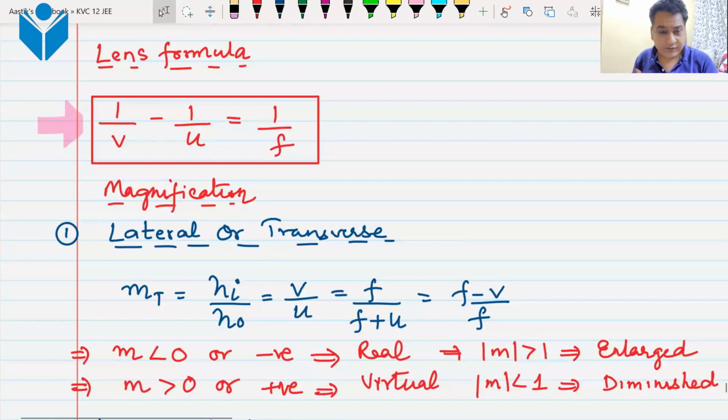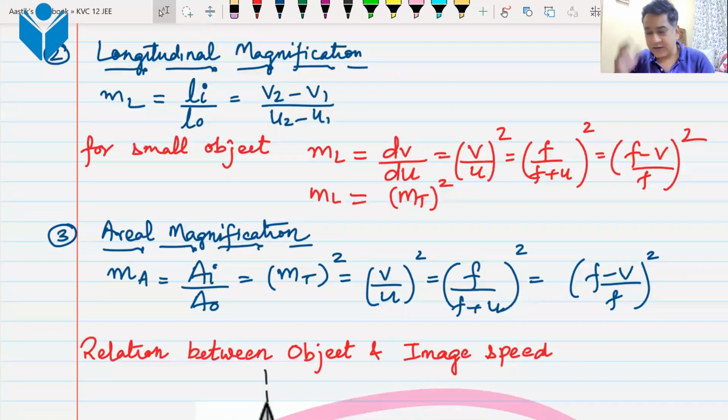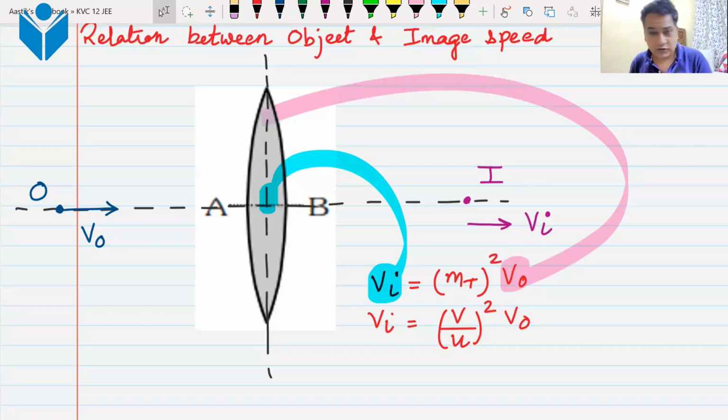We had seen the lens formula, we had seen the sign convention of lenses, we had seen the formula for lateral or transverse magnification, we had seen the formula for longitudinal magnification, areal magnification, and we had seen that MT square will come everywhere, whether it is longitudinal magnification, areal magnification, or whether it is the velocity of image and velocity of object. Remember, velocity of image and velocity of object are always given with respect to the mirror or the lens. Do we understand this?